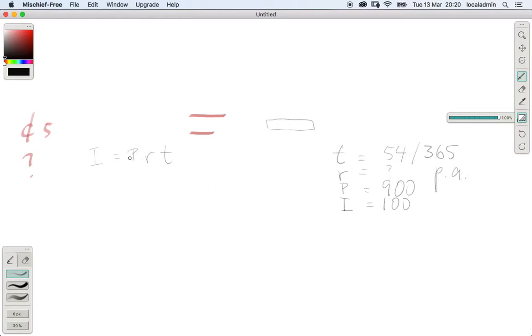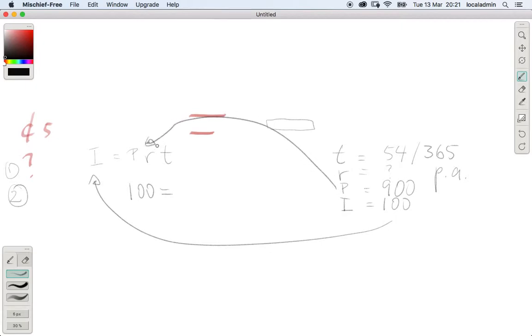So that's the formula based on the simple interest as it said in the question, and now we are using the second step, which is substitution. So the I goes in there, so we got $100 is the same as the P goes in there, $900, and we multiply by our rate, which we don't know, and we multiply that one by our time, which goes at the end, which is 54 days of a whole year.